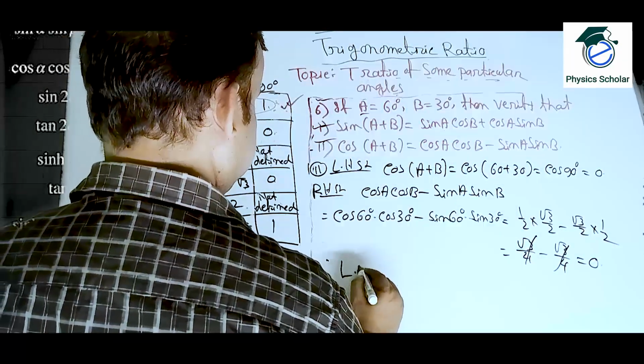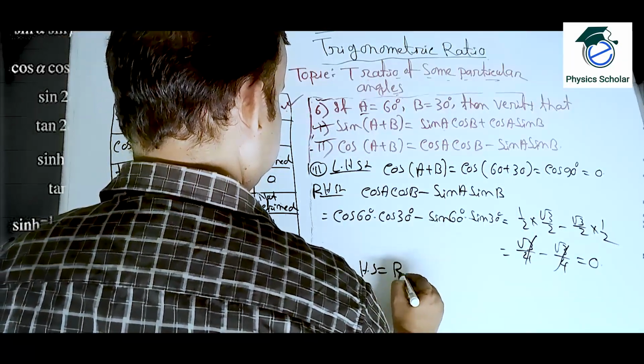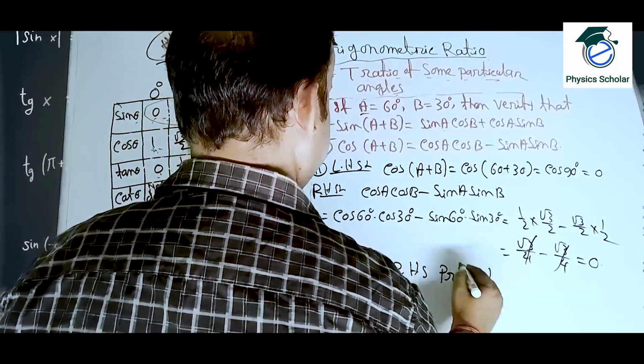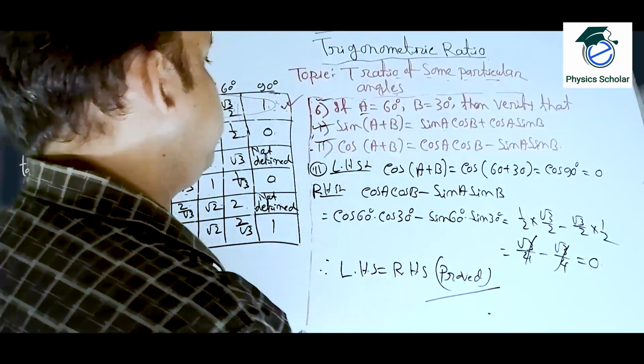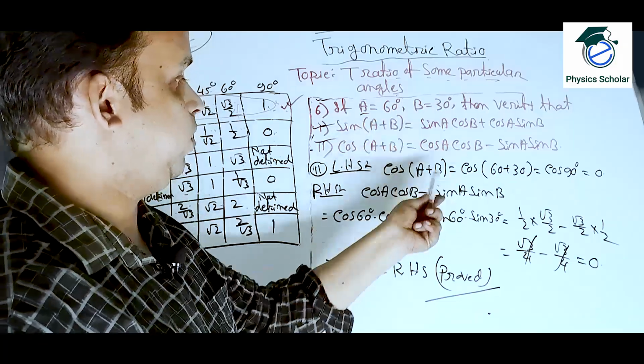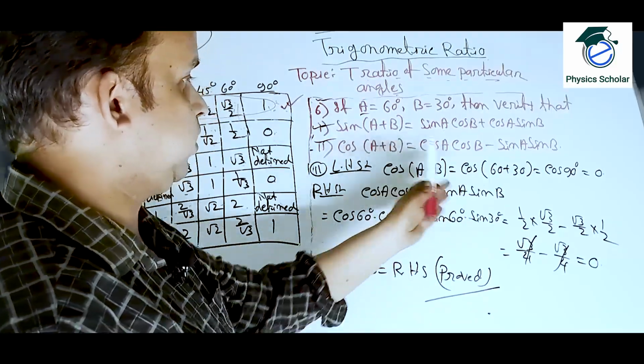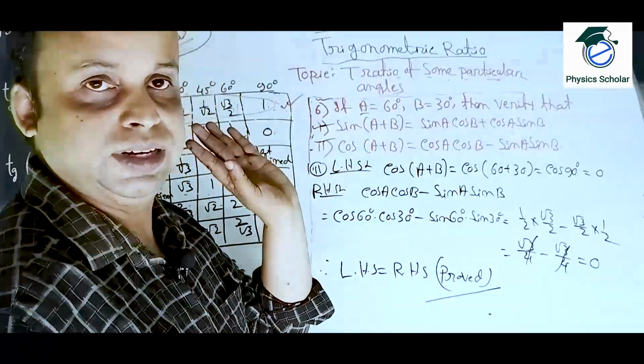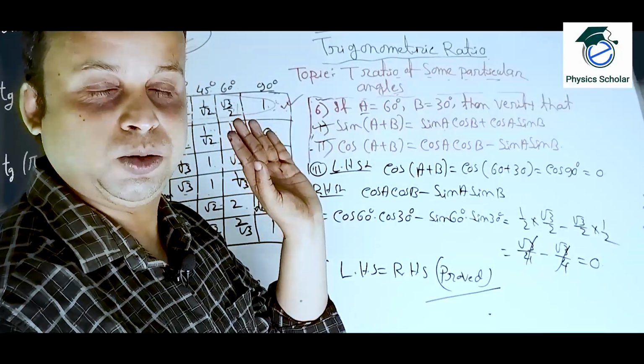So that means left hand side is equal to right hand side. Proved. Clear? So very easy. Only we are putting the value of A and B over here and we are getting left hand side is equal to right hand side. So hope you have understood this sum. Clear? So now let us move to the next one.